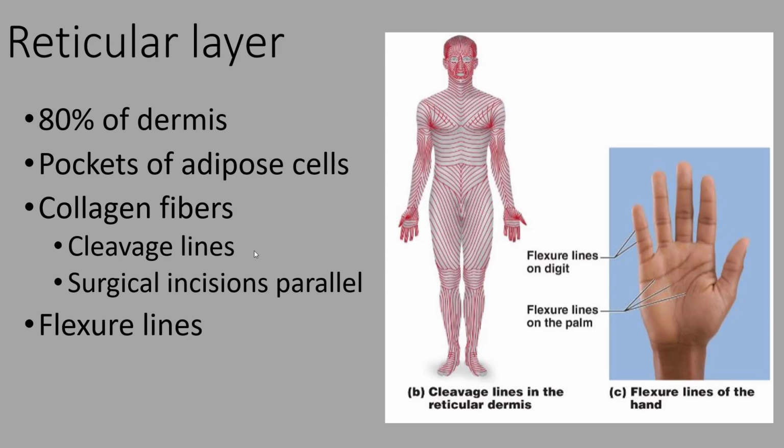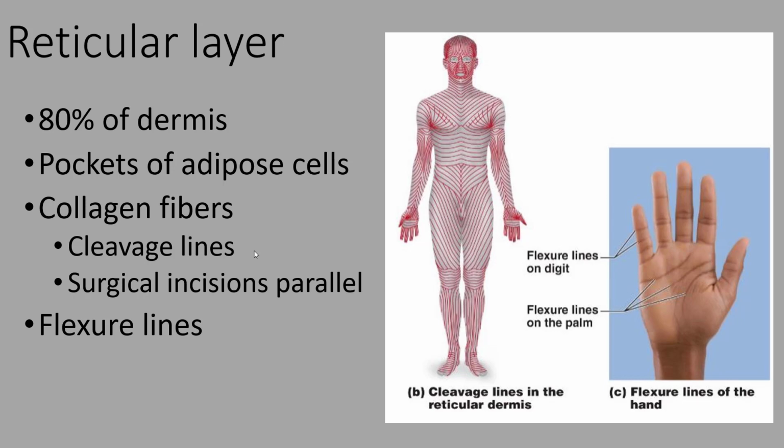Now we go deeper still. We're still in the dermis, but now we are deep to the papillary layer. Now we're at the reticular layer, the thicker layer of the dermis. It makes up about 80% of the dermis. And it is still primarily dense, irregular connective tissue, but we will see pockets of adipose fat extending into it from the hypodermis. Remember, the hypodermis is not really a true skin layer. It's deep to the dermis. It's adipose tissue, but some of it will extend up into the reticular layer of the dermis.